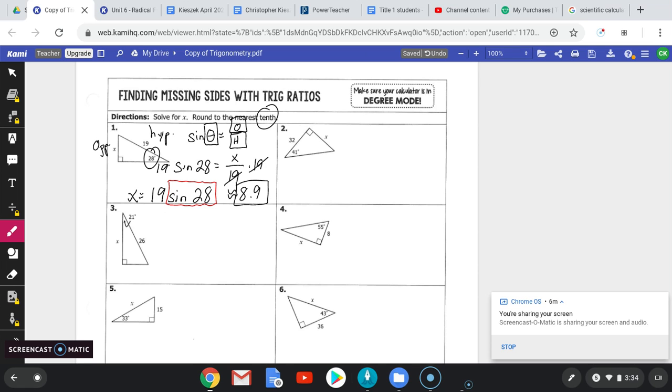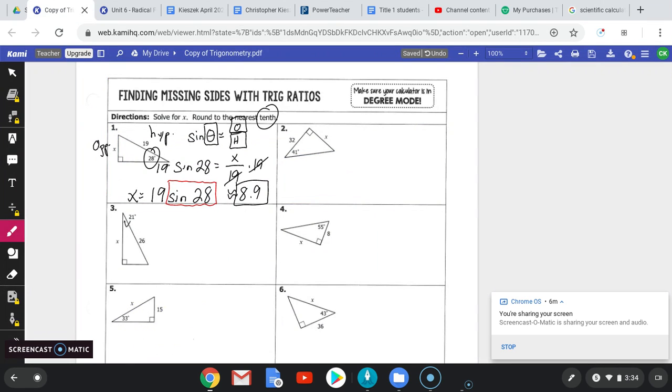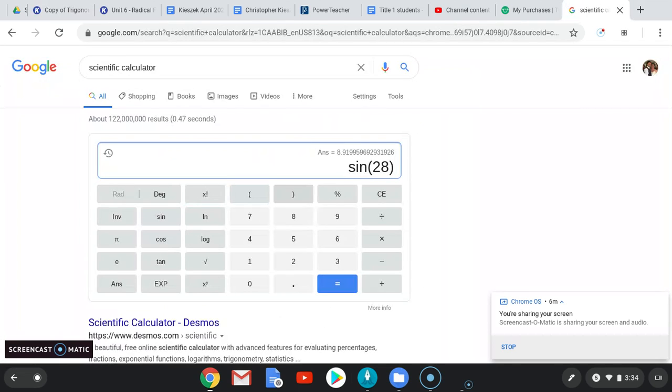And see, this is why I would write it like that, because if I did sine of 28 times 19, you might think, well, what's wrong with that? What the calculator is doing there is 28 times 19 and then taking the sine of that. So if you do it like that, you have to make sure that you put the parentheses after the 28 to get the right answer.